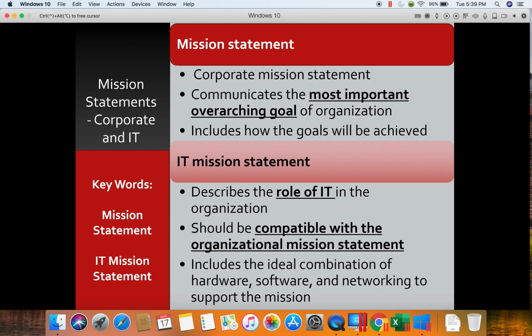It's also important to remember that because IT advances so quickly, the IT mission statement is often prepared for no more than 5 years. So usually somewhere in the area of 3 to 5 years, because beyond that, the technology is changing so quickly that we don't know exactly what will be available.